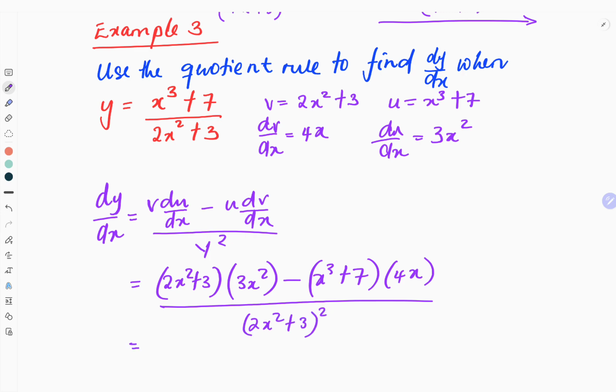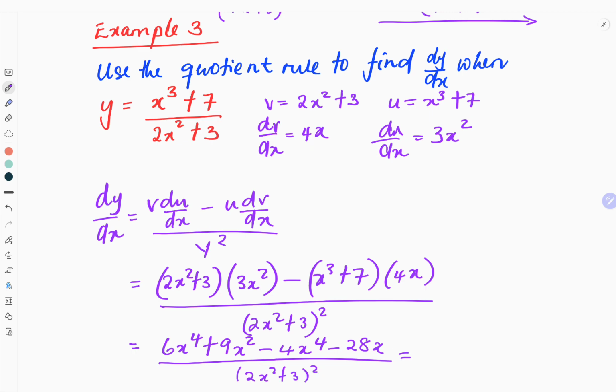Then this can be further simplified to become 6x to the power 4 plus 9x squared minus 4x to the power 4 minus 28x, all over (2x squared plus 3) squared. And this can be rewritten as 2x to the power 4 plus 9x squared minus 28x, all over (2x squared plus 3) to the power 2. You can actually factor out the x on top and simplify it further.